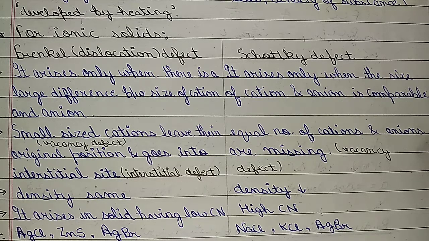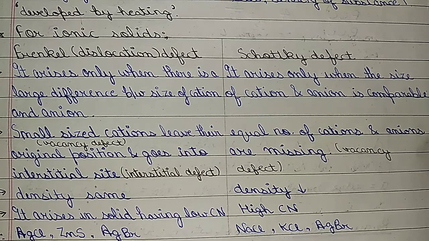Next is Schottky defect. This defect arises only when the size of cation and anion is comparable. Equal numbers of cations and anions are missing in this defect, and in this way a vacancy defect is created in Schottky defect. As equal numbers of cations and anions are missing, the density of the substance decreases. This defect arises in solids having high coordination number. Examples are sodium chloride, potassium chloride, and silver bromide. Silver bromide is the example of both the defects.